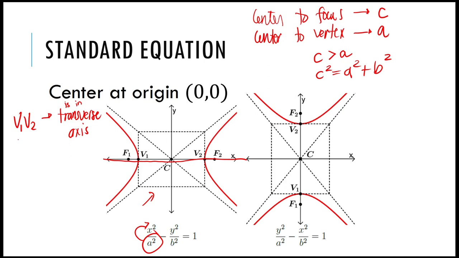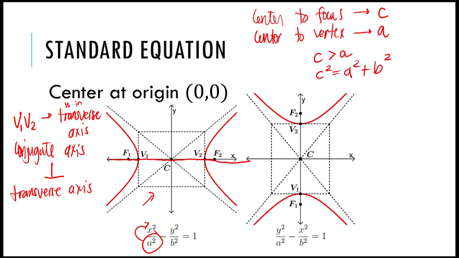Meron din tayong tinatawag na conjugate axis. Conjugate axis is perpendicular with the transverse axis. So, kung ito yung dadaan kay V1, V2, yung ating transverse axis, ito yung conjugate axis natin. Perpendicular siya. Dito sa center at origin, yung y-axis mismo yung ating conjugate axis kapag horizontal yung transverse axis. Sa kabila, kapag vertical yung transverse axis, yung conjugate axis natin is horizontal and it is actually the x-axis. Tandaan natin, si transverse axis at si conjugate axis ay dumadaan lagi sa center. Yung intersection nila is yung center.